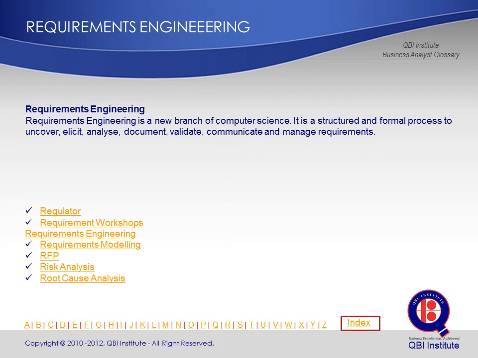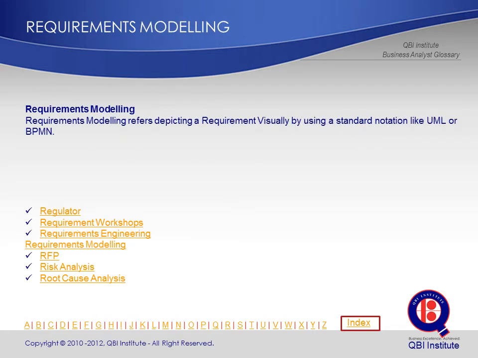Requirements engineering. Requirements engineering is a new branch of computer science. It is a structured and formal process to uncover, elicit, analyze, document, validate, communicate and manage requirements. Requirements modeling. Requirements modeling refers to depicting a requirement visually by using a standard notation like UML or BPMN.